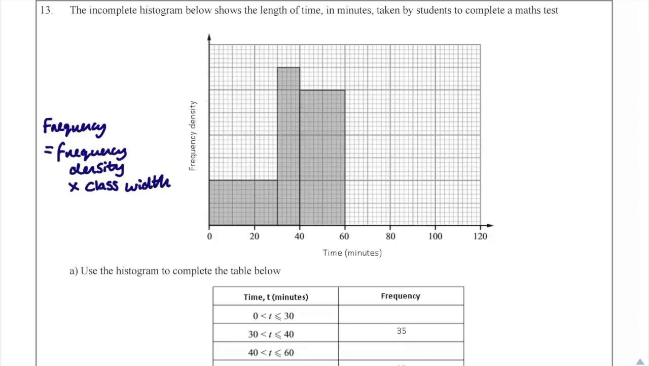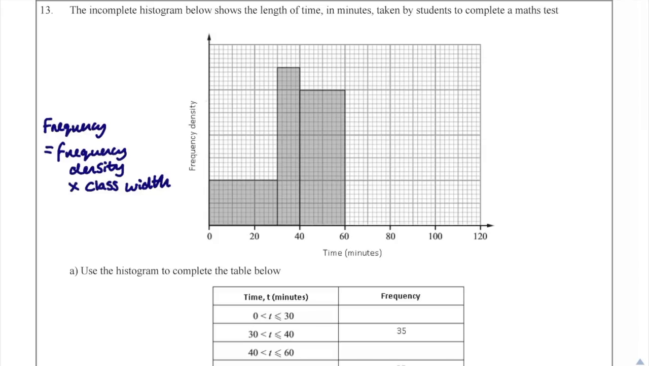Now you'll see that along the x-axis we've got a scale for the time, but along the y-axis we don't have a scale for frequency density, so we're going to need to work that out before we can work out any values in the table. So the way we can do that is we can look at two values in the table where we've got the class width for time and an amount for the frequency. So we look at the second line where the time is between 30 and 40 minutes and we've got a frequency of 35. Well, that is the second bar on our histogram.